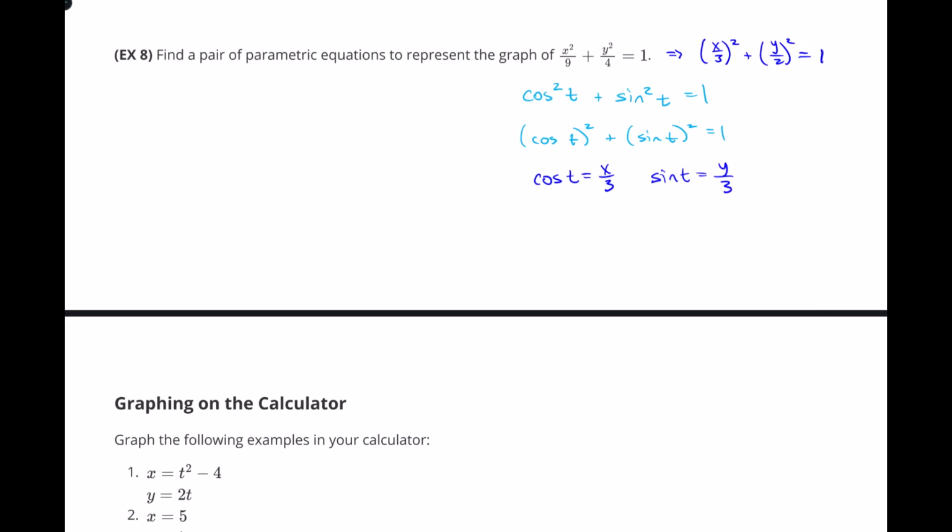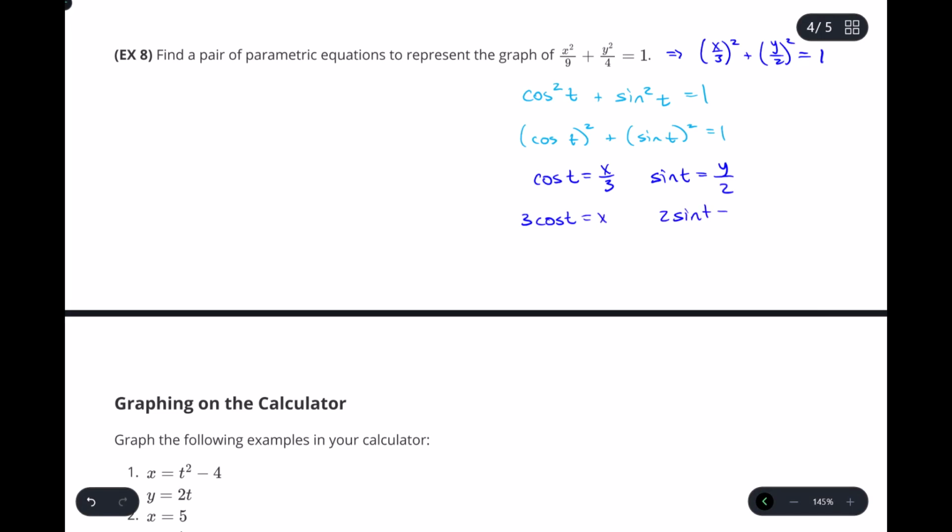And then at this point, if I multiply, no, 2 over 2. If I multiply by these denominators, I would have 3 cosine t equals x, and 2 sine t equals y. So that I have a pair of parametric equations that represent this particular curve.